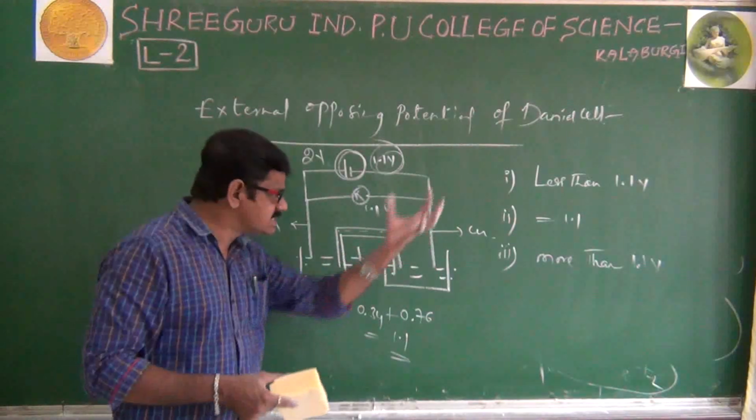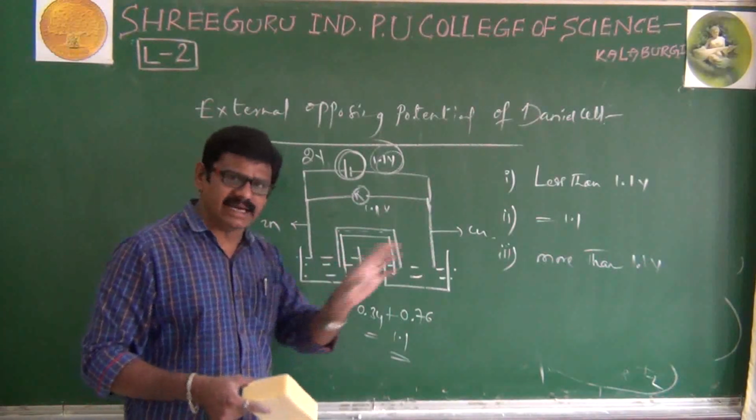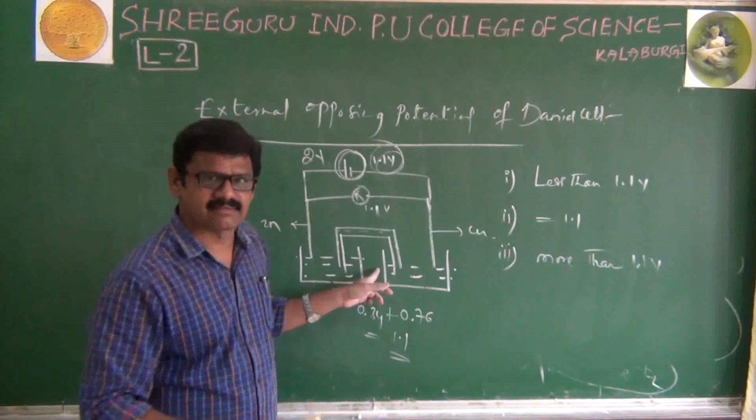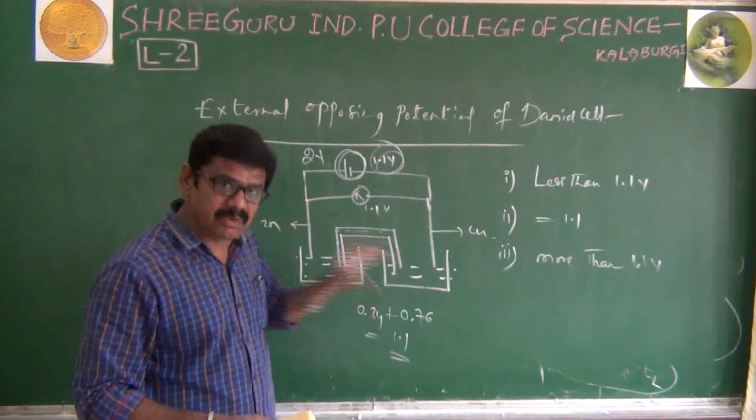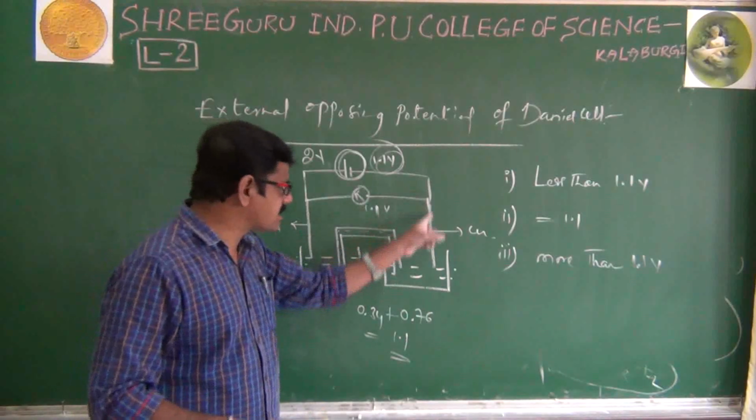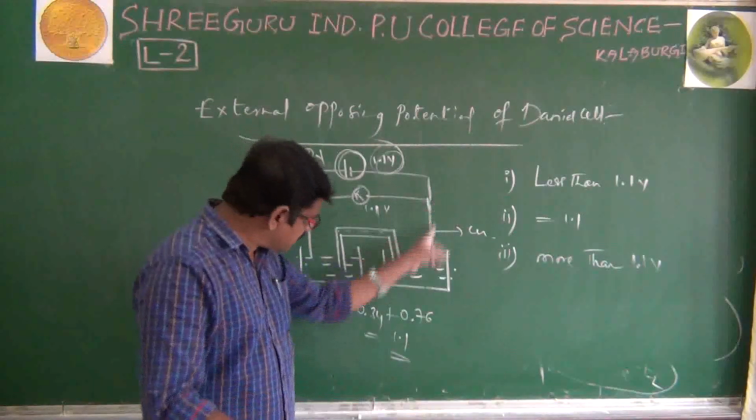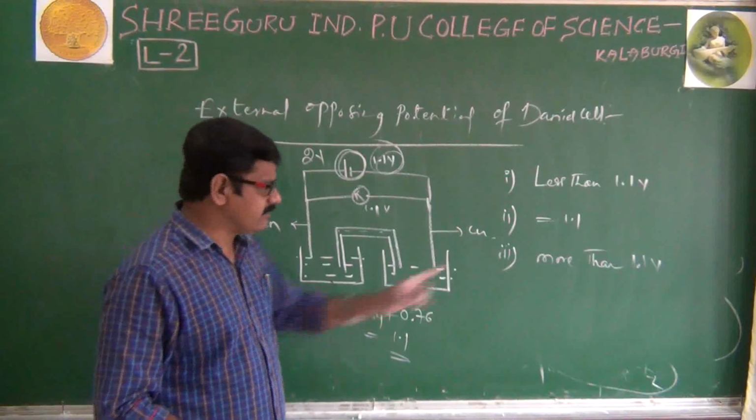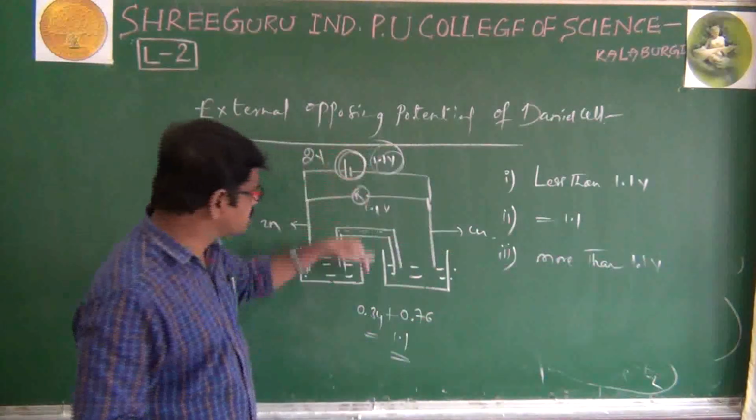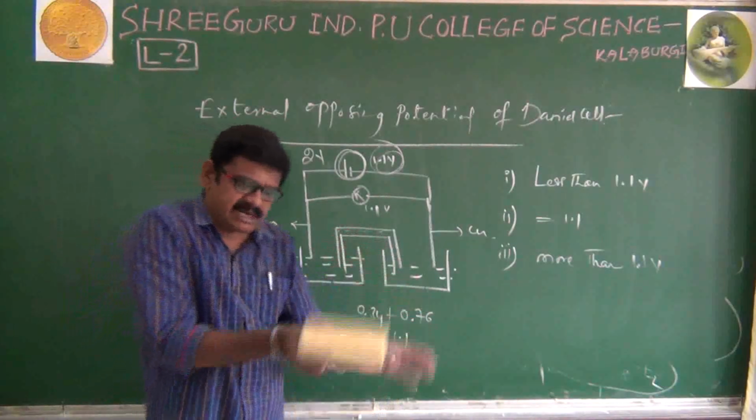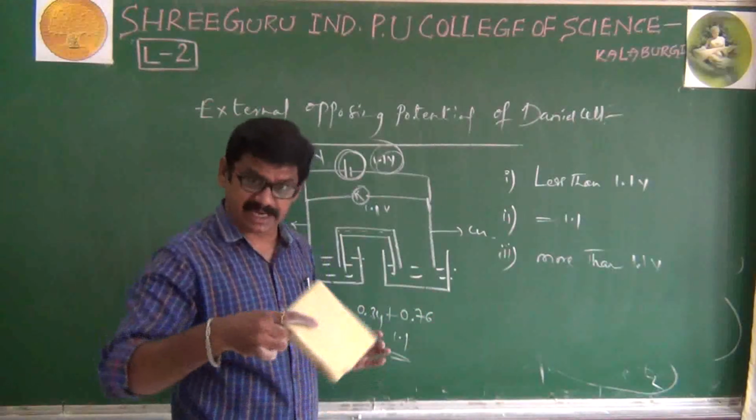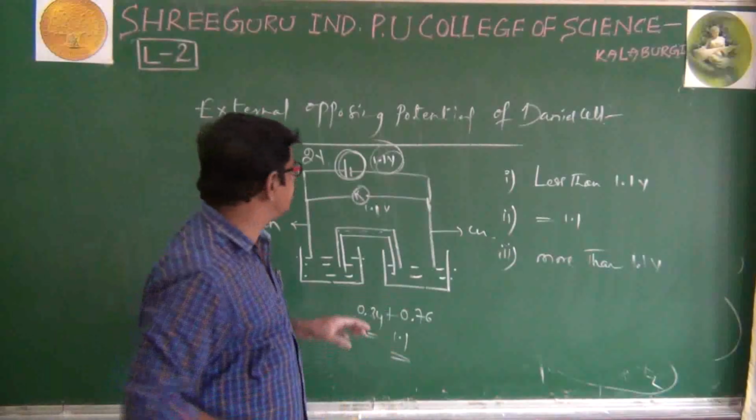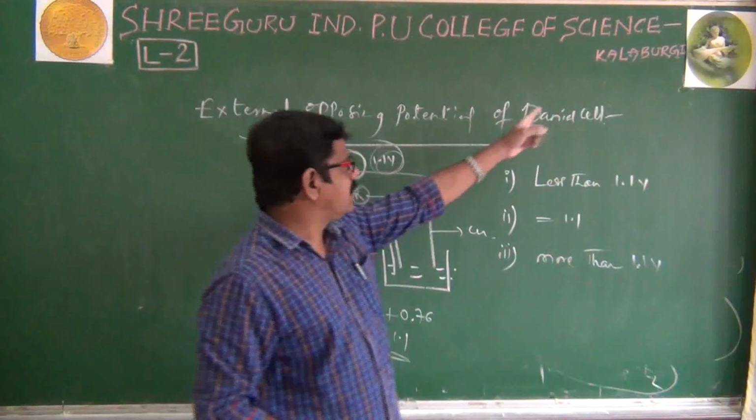And when the cell is consuming current, in that case it is not called an electrochemical cell, it is called an electrolytic cell. It becomes an electrolytic cell. In that moment what happened? Then this copper becomes anode, here oxidation takes place. Zinc becomes cathode, here reduction takes place. That's why when you send more than 1.1 volts into this Daniell cell, the cell becomes completely reversed. Electrochemical cell becomes electrolytic cell, and anode and cathode are also reversed. This is the external opposing potential on Daniell cell.